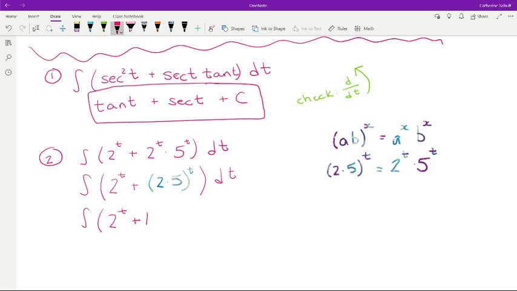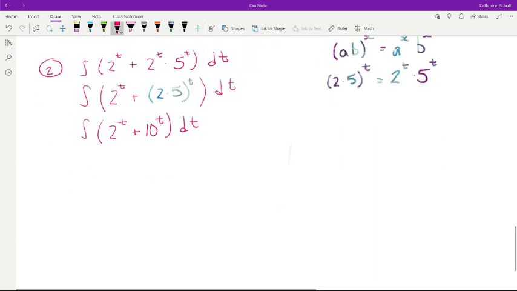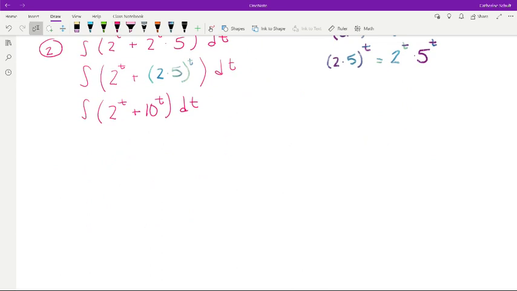10 to the t. All right, so now we're ready to take the antiderivative. So the antiderivative of 2 to the t, if you remember, it's 2 to the t. Well, and again, we can always work backwards. Remember, the derivative of 2 to the t is 2 to the t natural log of 2. But there's no natural log of 2 right here. That coefficient isn't there. So we're going to have to divide it out. And same thing here, 10 to the t, and then divide out that natural log of 10.